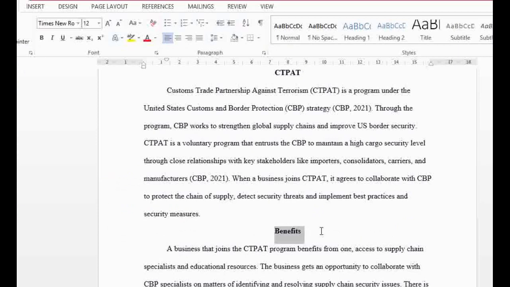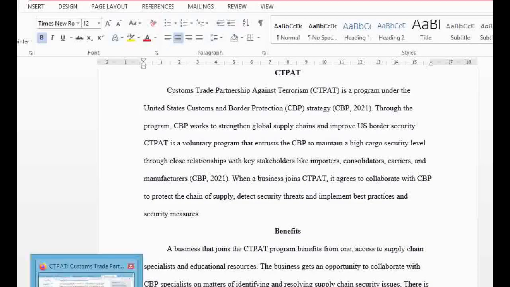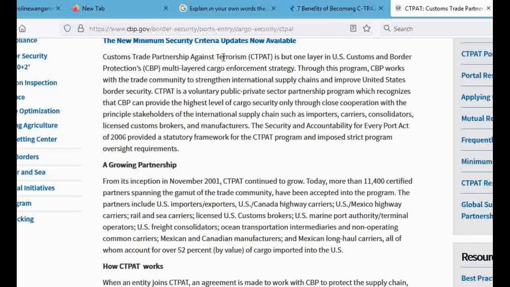Before I did the benefits, I first gave a short introduction of what CTPAT is, and you can see this information I acquired from this website right here, and all I did is paraphrase this. You can't write word for word because that's going to be a lot of plagiarism and it's not allowed, so you have to paraphrase the sentence. So guys, you can see my introduction came from this part here. You can see where I'm moving the cursor. This is where my introduction came from.